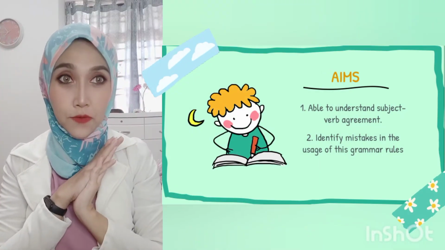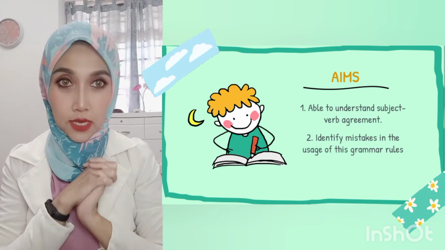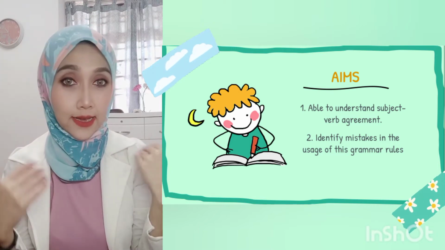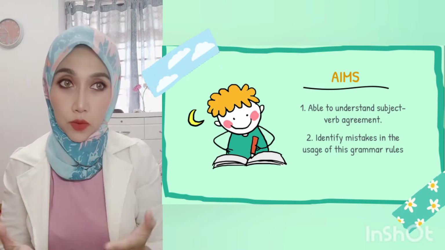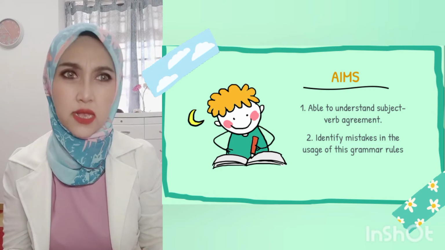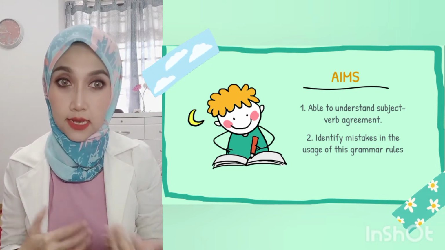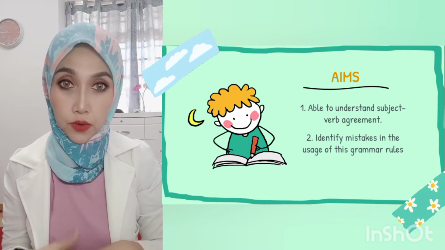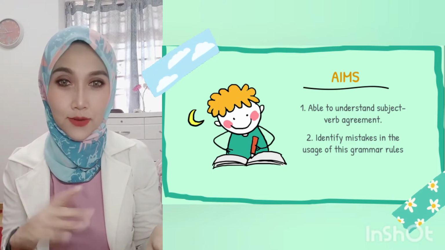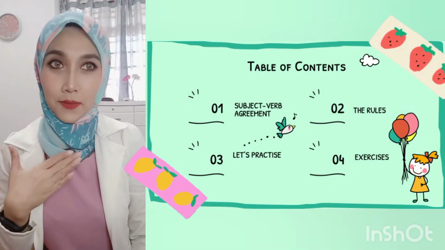As usual, before we start our lesson, let's check our aims. At the end of the lesson, I expect you to at least be able to understand subject-verb agreement. You need to understand what subject-verb agreement is, then identify mistakes in the usage of this grammar rule. This will be your exercise later. Very easy, so just follow the lesson. Next, here is our table of contents.